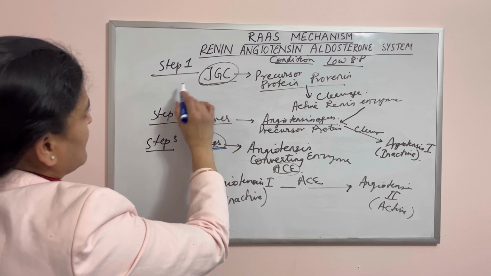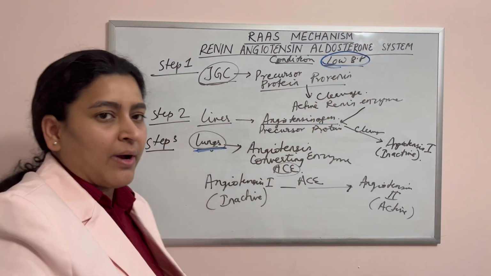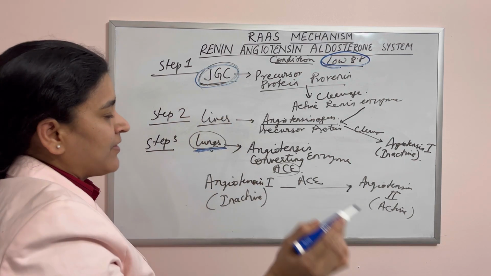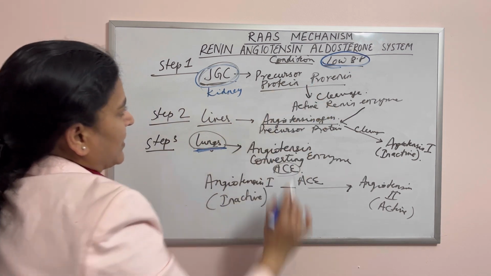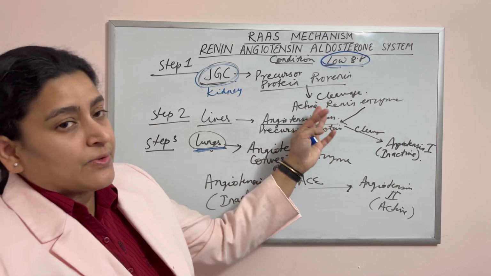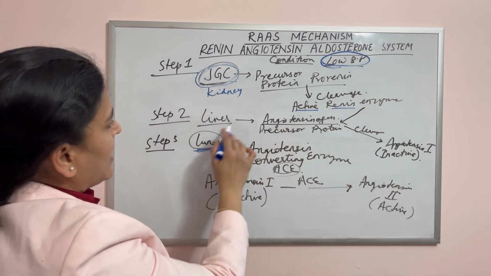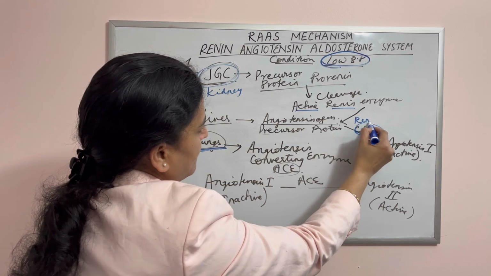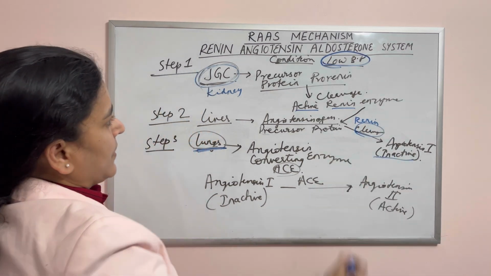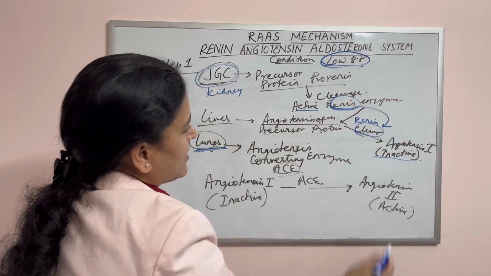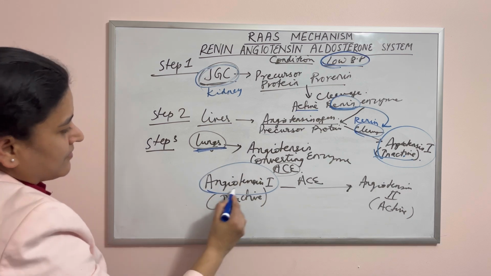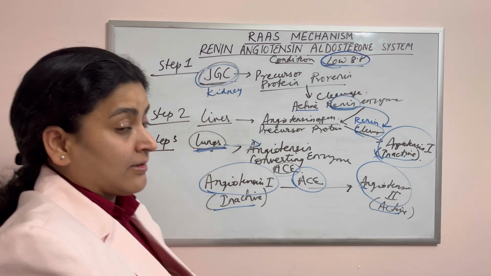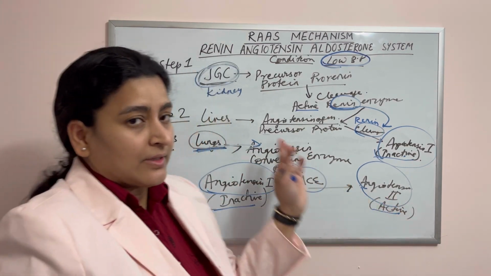So we have 3 steps over here. When there is low blood pressure, it is detected by the 3 detectors which I mentioned. Then step 1, the juxtaglomerular cells of the afferent arteriole of the kidney constantly secrete the precursor protein prorenin, which undergoes cleavage and forms active renin. In step 2, at the liver, angiotensinogen, which is again a precursor protein, is cleaved by this renin into angiotensin 1, and this is inactive. That is converted into angiotensin 2. This is inactive, this is active, and this is the enzyme produced at the lungs. So we get angiotensin 2. It concludes the 3 steps.